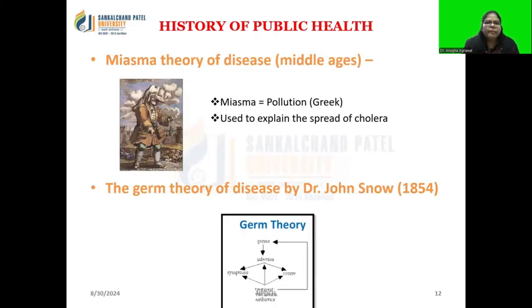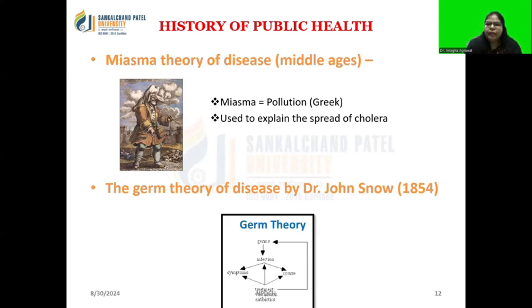Then there is a second, that is the miasma theory of the disease. In the Middle Ages, what they used to say is miasma is the pollution. That is a Greek word for pollution, used to explain the spread of cholera. So what they used to think is that pollution is the reason for every disease. At that time, as there were no microscopes, people did not know there are some smaller living things, like bacteria and viruses, which may cause the disease. So what they used to think is pollution is the only reason for whatever problems or whatever diseases we are having. Later on came the germ theory of the disease.